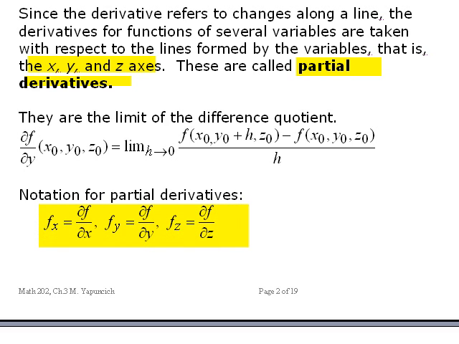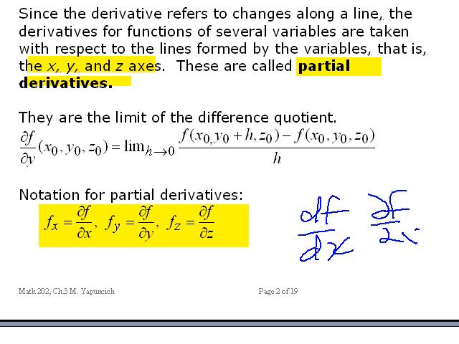So instead of writing df by dx, which implies the total derivative, we write instead this Greek delta df by dx, and that means the partial derivative. So this is the total, and this is the partial. To save space, you can also write f with a subscript x to mean the partial with respect to x.